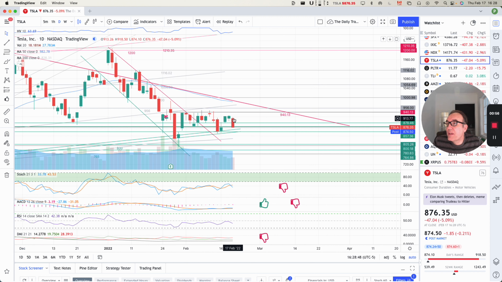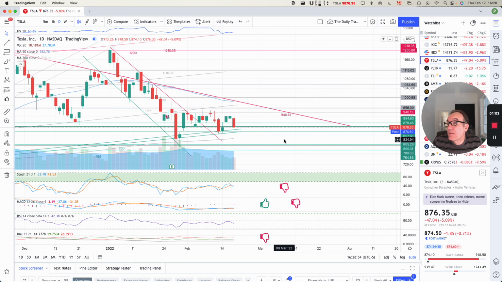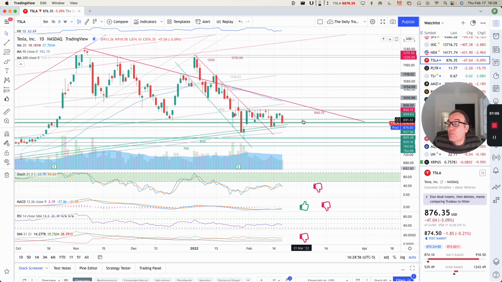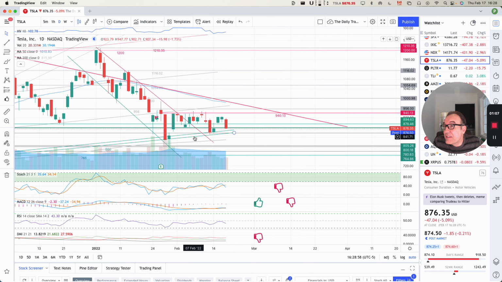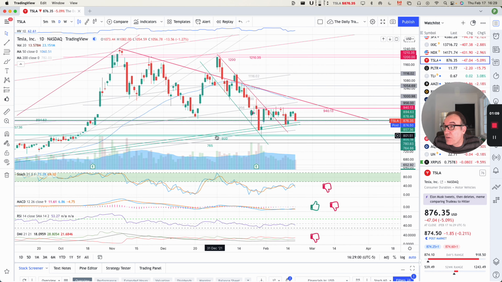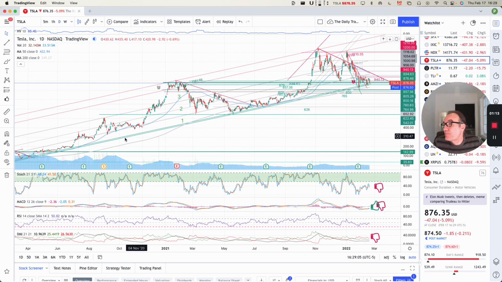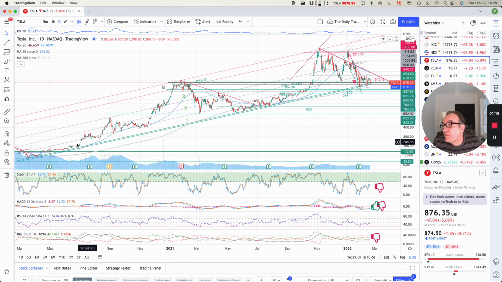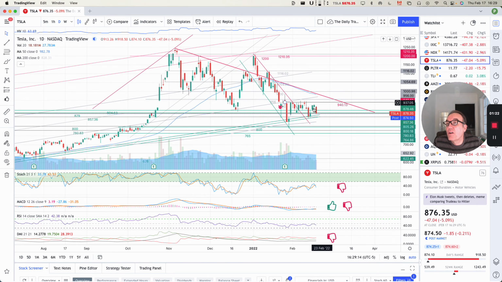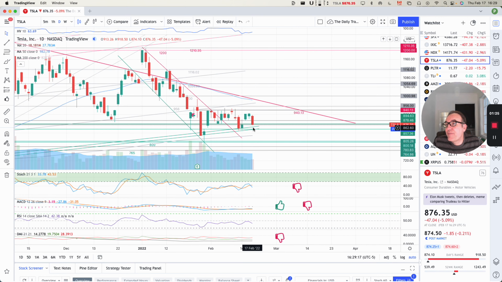And today we have a big red candle. We broke below 879, our big and very important support. So we still have these double supports right here that come from the first channel right here. These are two supports that we have been following for a long time. So we still have them there.